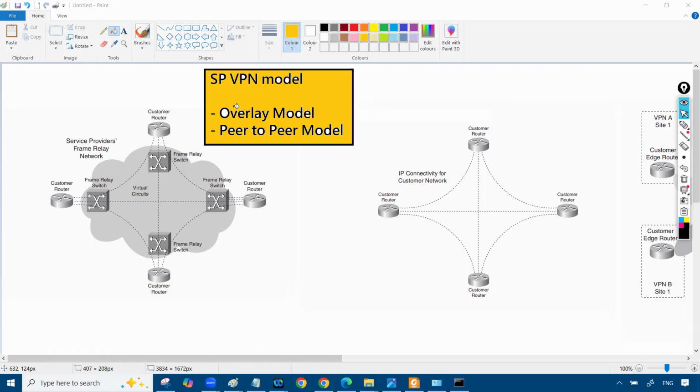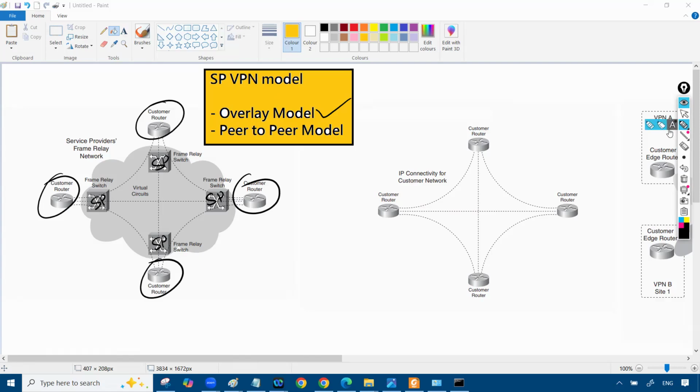If you see the first example here, we have a bunch of customers, customer sites 1, 2, 3, and 4. This is my service provider. In the overlay model, we create the tunnels between the customers. I'll create one tunnel between this pair, another tunnel between this pair, and so on.